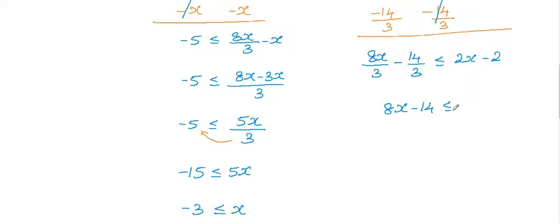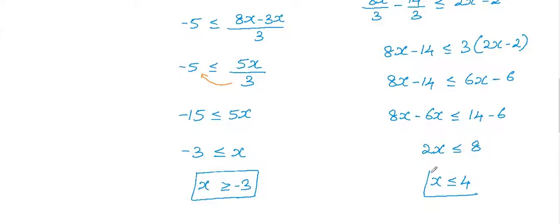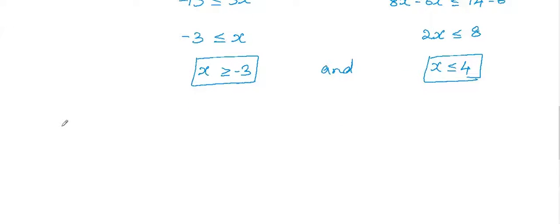So we can move that 3 to the right hand side. We'll get 3 into 2x minus 2, so 8x minus 14 less than or equals to 6x minus 6. Now move x terms to one side and constant terms to the other side. So we'll get 8x minus 6x less than or equals to 14 minus 6, which is 2x less than or equals to 8. So x is less than or equals to 4.